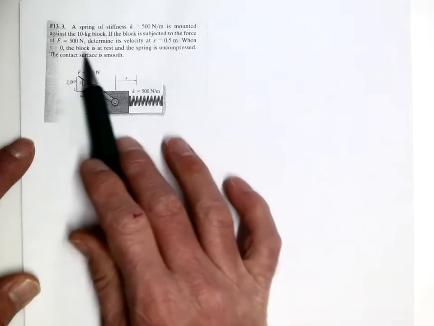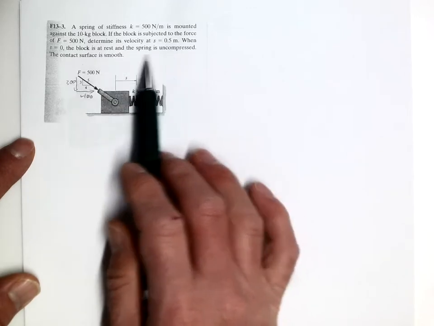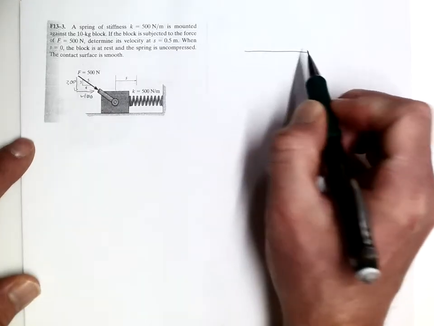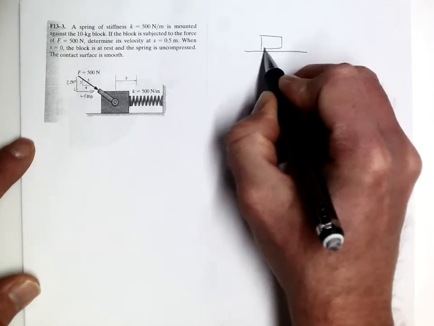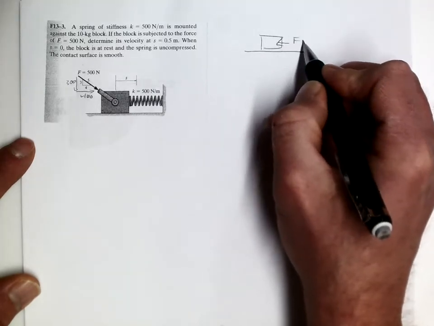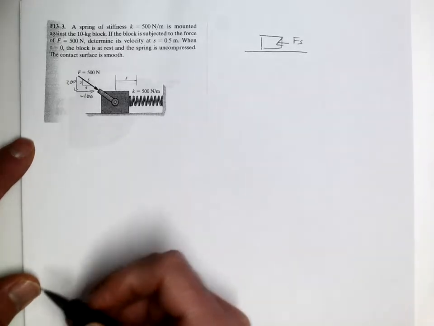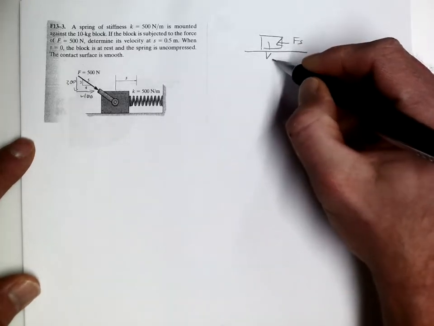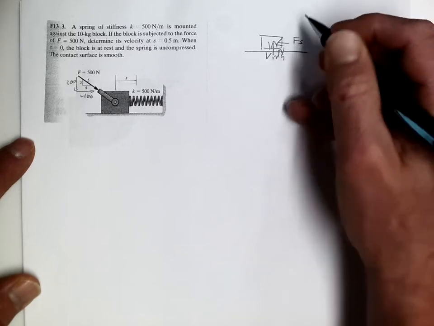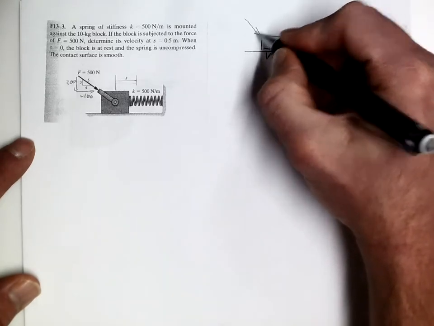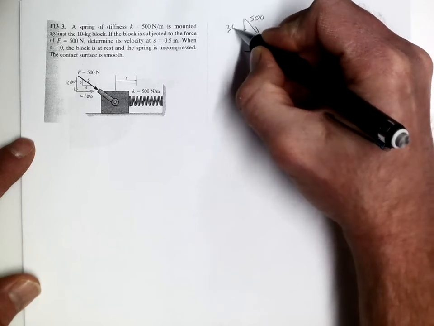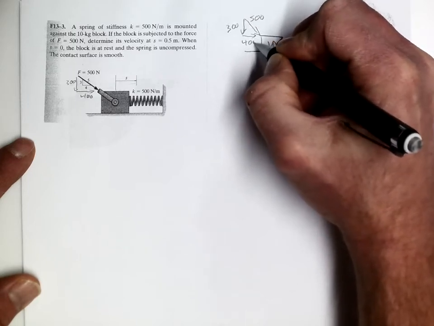When s is 0, the block is at rest and the spring is uncompressed. The surface is smooth. So drawing the free body diagram, we have the force of the spring going back, mg down, normal up, and then 500 like that, which has a 300 down and a 400 over.